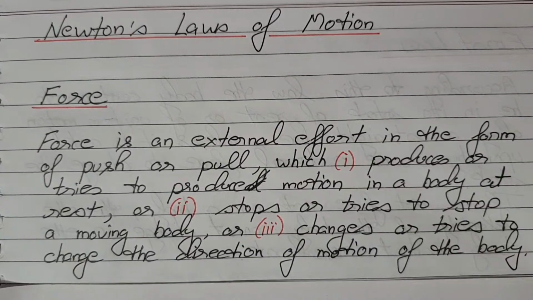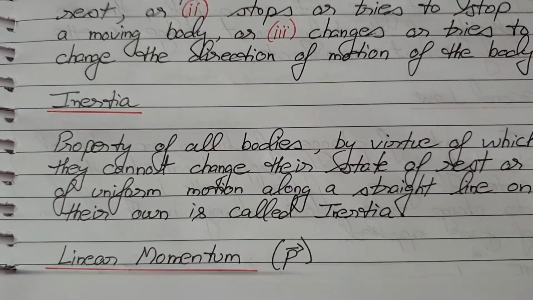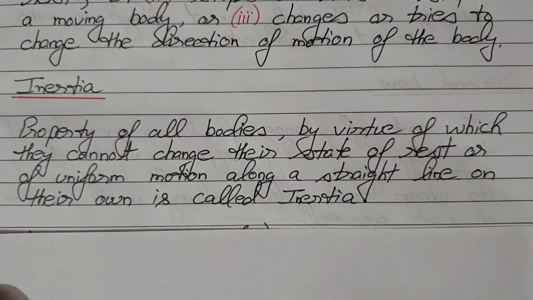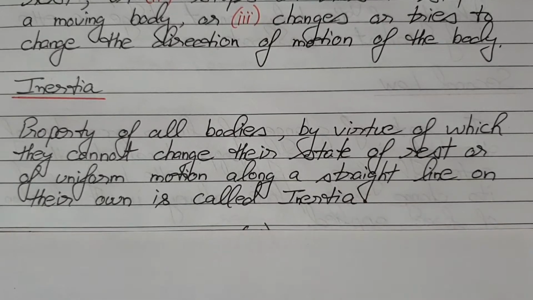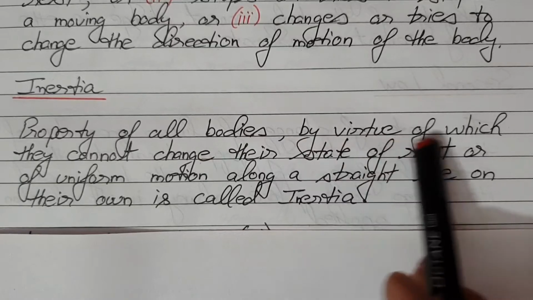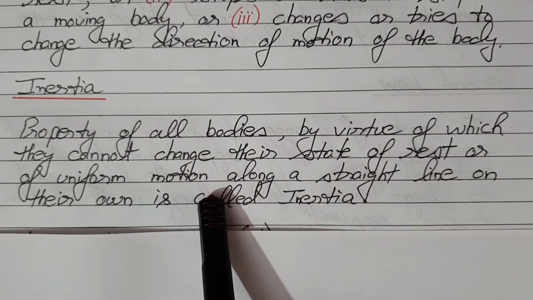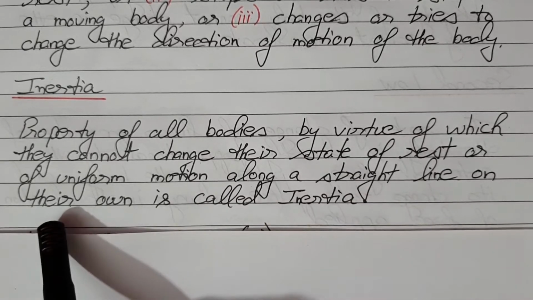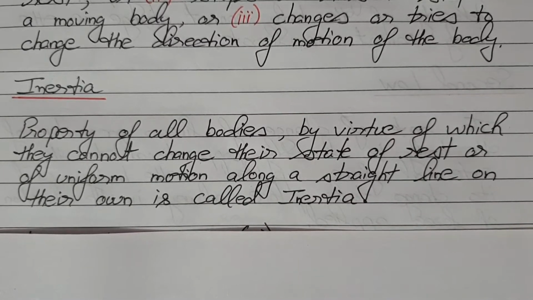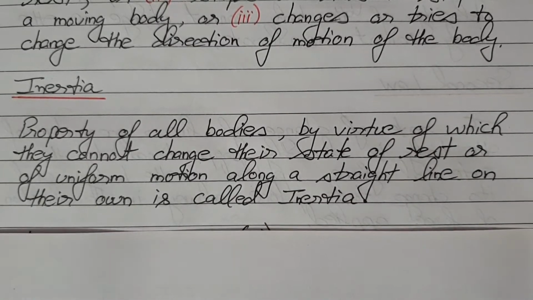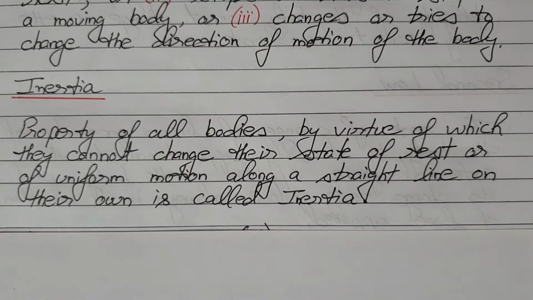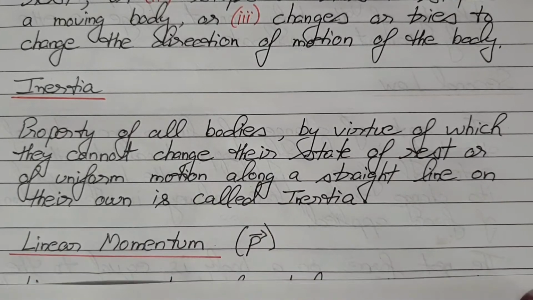Okay, now the term inertia. Inertia is basically the property of all bodies by virtue of which they cannot change their state of rest or uniform motion along a straight line on their own. That is called inertia. So basically, if a body is at rest, it continues to be at rest, and if it is moving, it continues its state of motion.